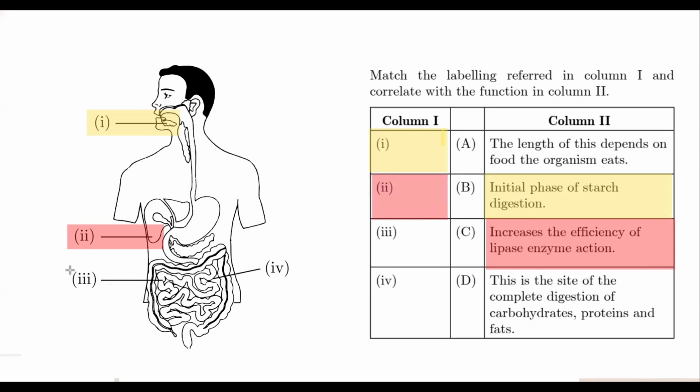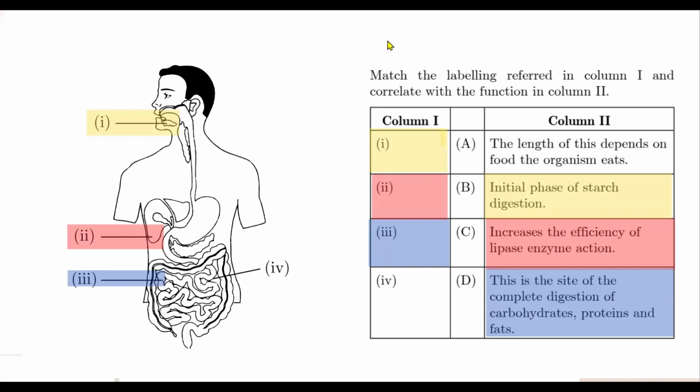Now, the next is very confusing. As you can see, the third one is inside the small intestine, and the fourth is just showing the small intestine. So in that case, I think the third one should indicate the site for the complete digestion of food. Inside the small intestine is where complete digestion of food takes place, right? Like carbohydrate gets converted into glucose, protein into amino acids, and fat into fatty acids and glycerol.